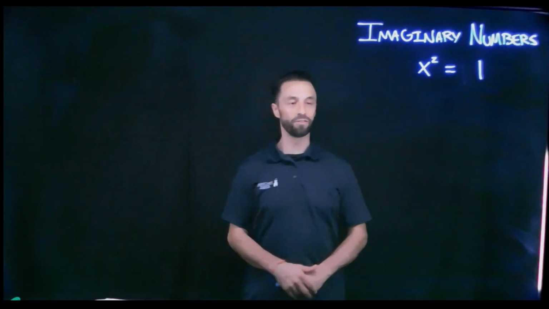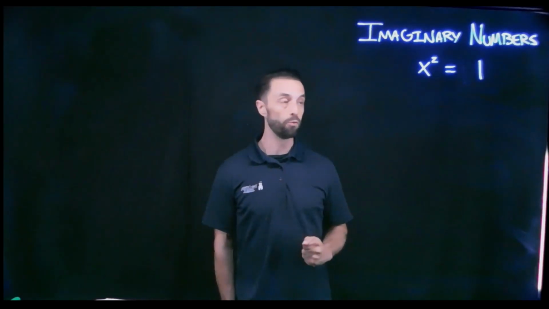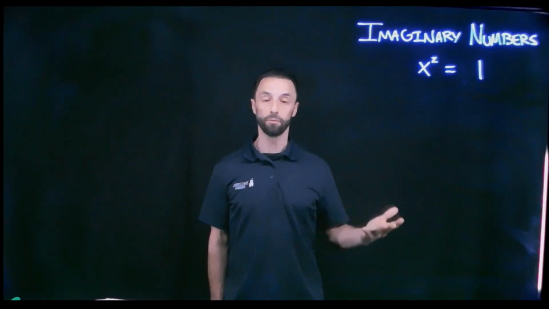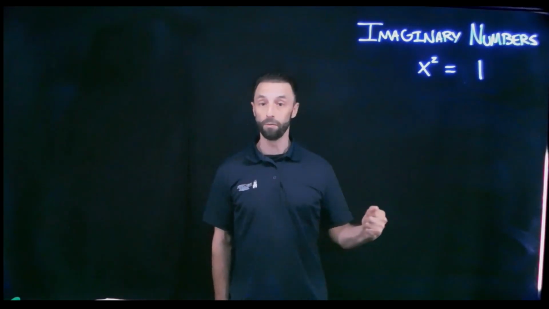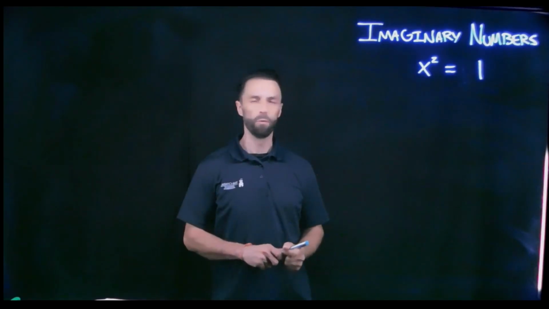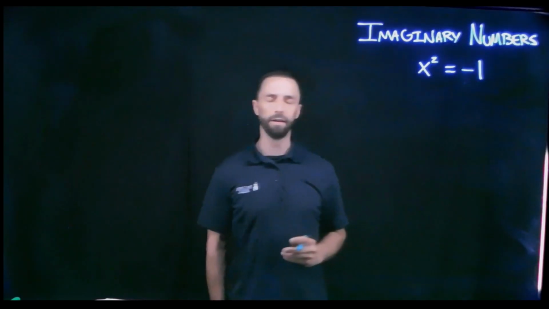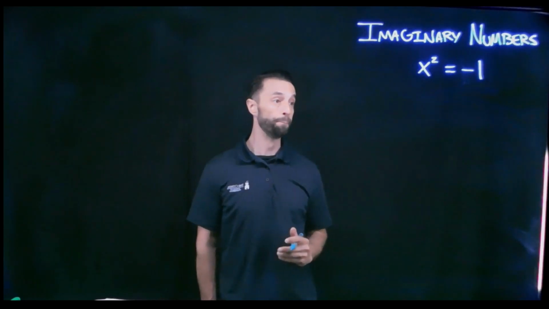Beautiful as they are, in fact strange. So let's get started. This equation here, x squared equals 1, we can easily solve by taking the square root of each side. We know that x equals plus or minus 1. Okay, but what if I change the equation just a little bit? I have x squared equals negative 1.